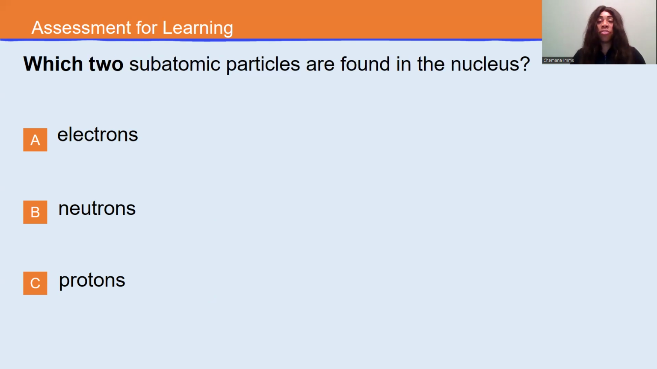Which two subatomic particles are found in the nucleus? Is it A, electrons, B, neutrons, or C, protons? Okay, and again, we've got our neutrons and our protons. Those were found in our concentrated mass, which is our nucleus, and then the electrons are found on our energy levels or our shells on the outside of the nucleus.